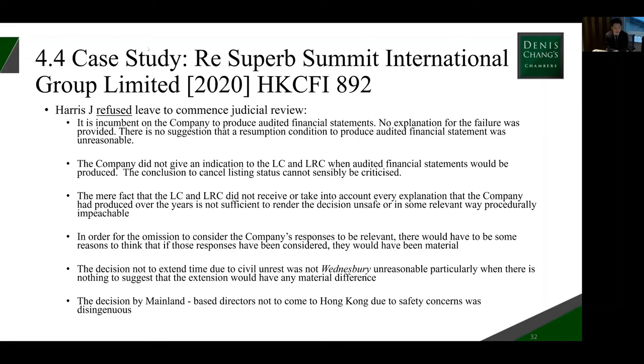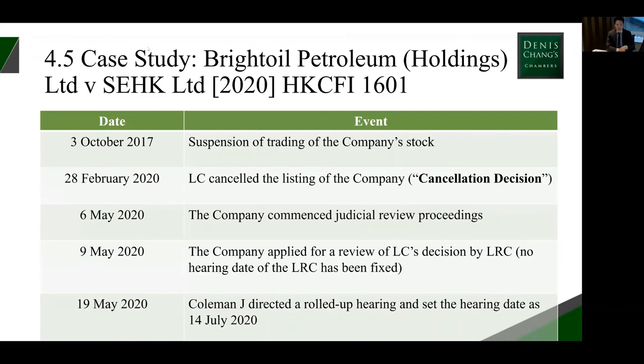So that takes me to the second case. This is the case in which I appeared for the company before Mr. Justice Coleman. And you will see from this chronology, this is also an unusual case. First of all, there was a suspension of trading of the company stock. The listing committee canceled the listing of the company. The unusual feature in this case is that the company commenced judicial review proceedings right after the cancellation decision. I should not say right after. It was mounted before the listing review committee procedure.